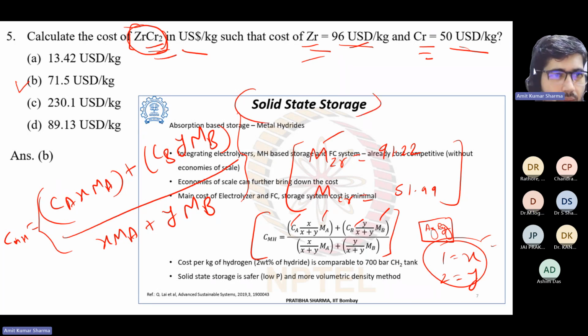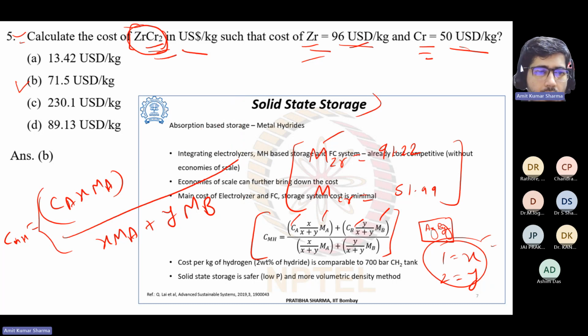So what is the purpose of this question? The thing is that we have seen metal hydrides and complex hydrides, and in those we are mixing so many elements. If we want to calculate the cost, we know the cost of each element separately, but when we are mixing them in a particular composition, then we need to know the cost for our techno-economic analysis. So by this way, we can calculate the cost. This is the significance of this question.